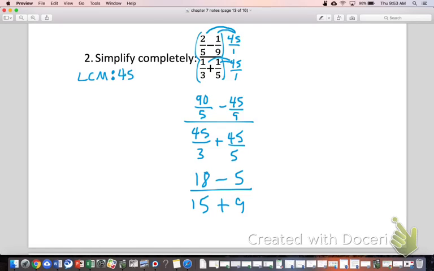So then 18 minus 5 is 13. 15 plus 9 is 24. And you're done. The key, as you can probably see, is finding that least common multiple and appropriately applying it.